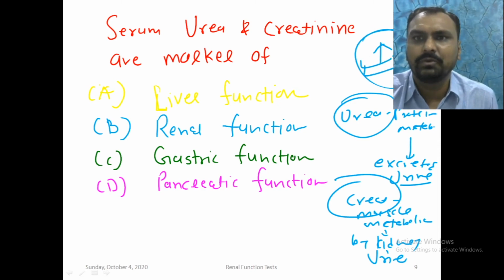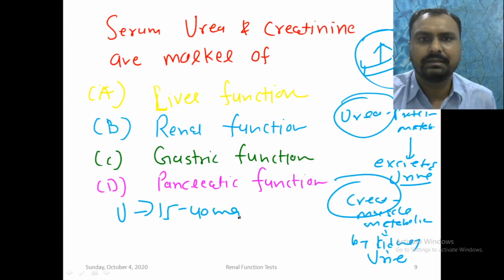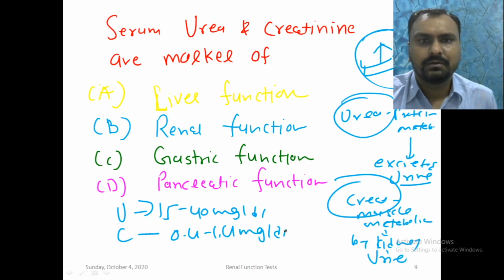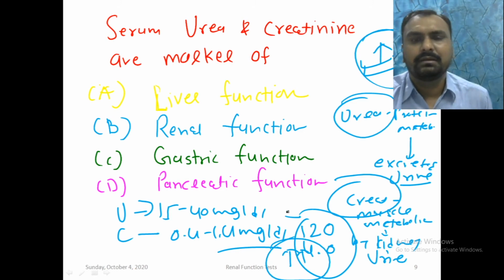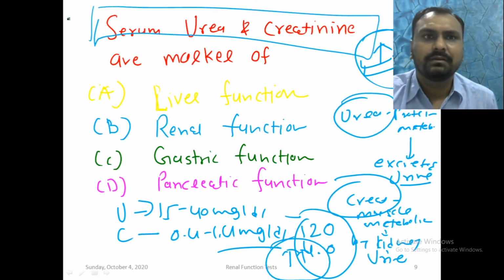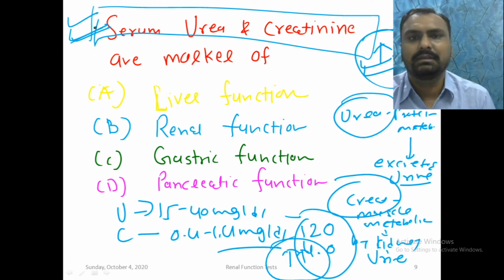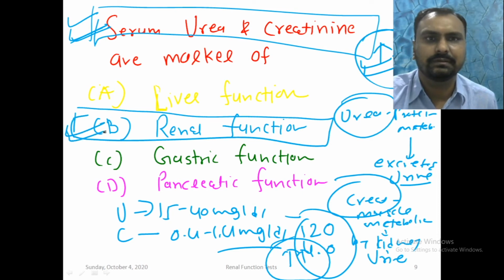Normal level of urea is around 15 to 40 milligram per deciliter, and creatinine is 0.4 to 1.4 in general. Suppose a patient has kidney failure, so urea will be like 120, creatinine 4.0. So both urea and creatinine are increased in case of renal failure. It can be either acute renal failure or chronic renal failure. So urea and creatinine are both markers of kidney function. Whenever we do the test for urea and creatinine, it is for kidney assessment, kidney injury. So this is renal function, right?